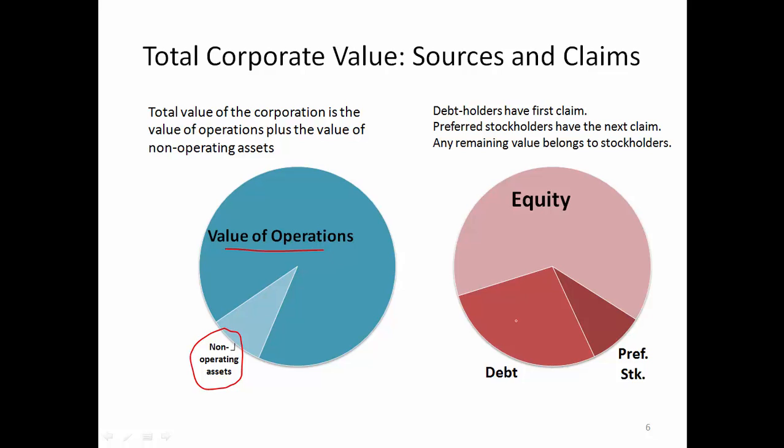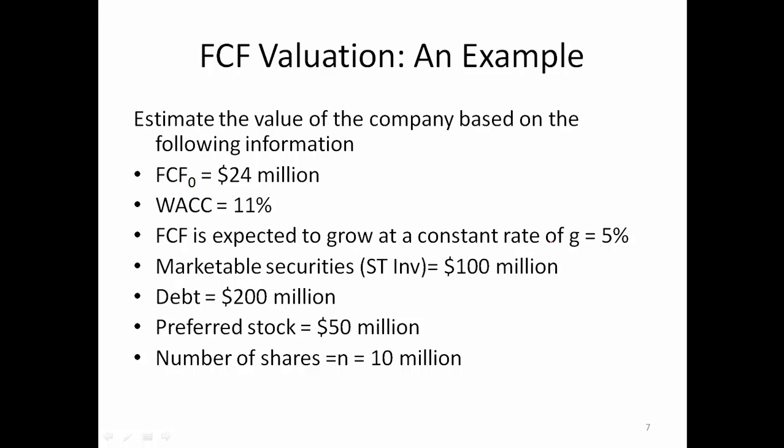So we see that this is how different investors divide the pie. Debt holders would have the first claim, preferred stockholders next, and then the rest, or say any remaining value, belongs to shareholders, or say equity holders. Now let's use an example to estimate the value of the company based on the following information.